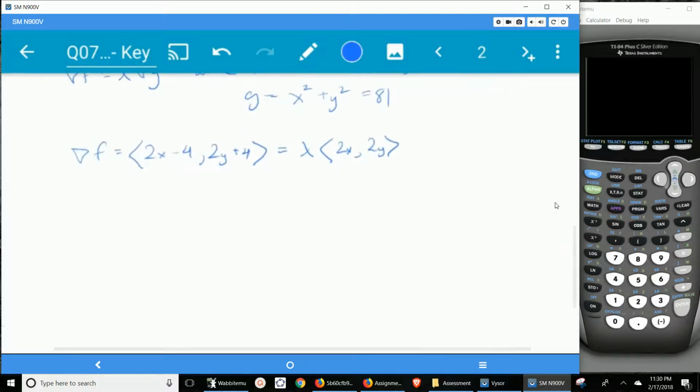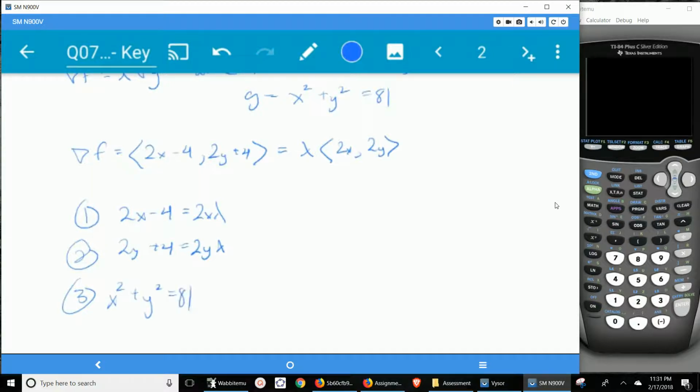So the three equations we get, one of the equations we get is that 2x minus 4 equals 2x lambda. The second equation we get is that 2y plus 4 equals 2y lambda. Okay. The third equation is just our constraint. Now, interestingly, you can divide by 2, but look, you can just add these. So if you add them, the 4's cancel, and then you get 2x plus 2y equals 2x lambda plus 2y lambda. So in fact, so killing the 2 gives us this.